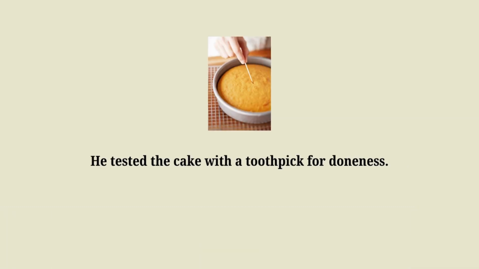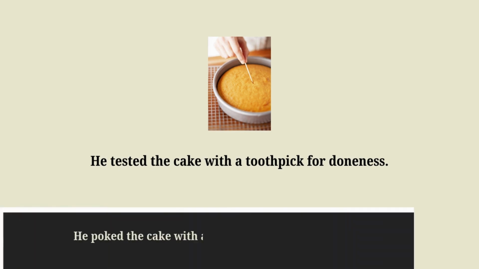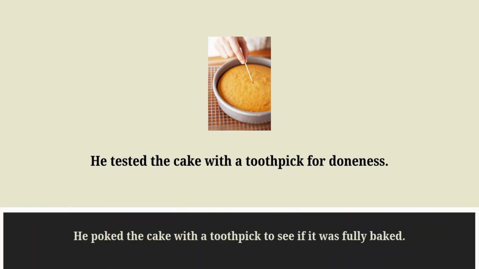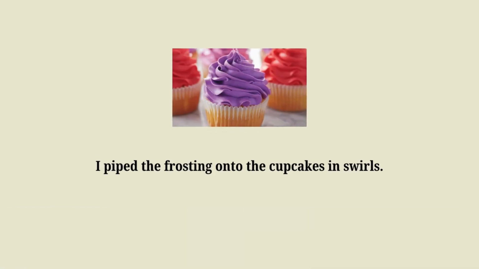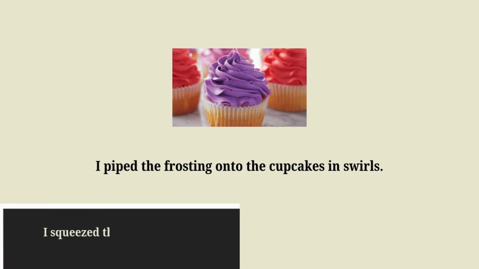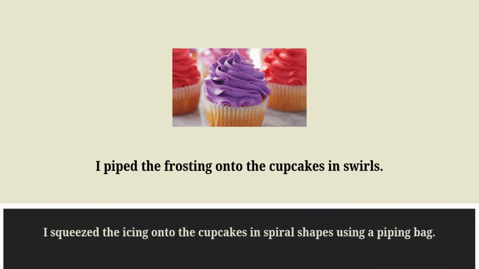He tested the cake with a toothpick for doneness. In simple terms, he poked the cake with a toothpick to see if it was fully baked. I piped the frosting onto the cupcakes in swirls. Means I squeezed the icing onto the cupcakes in spiral shapes using a piping bag.